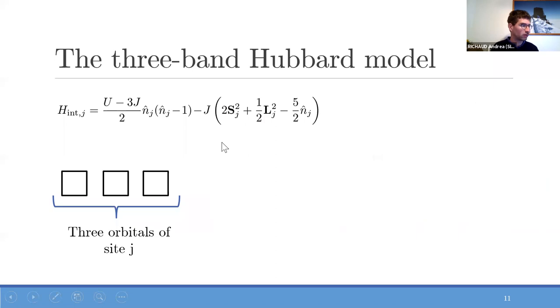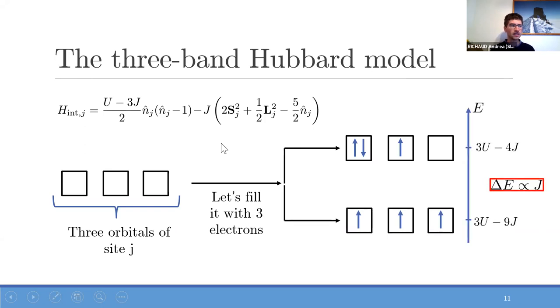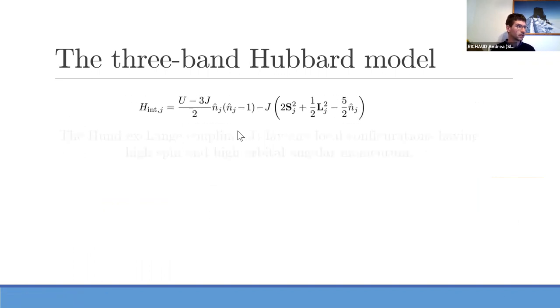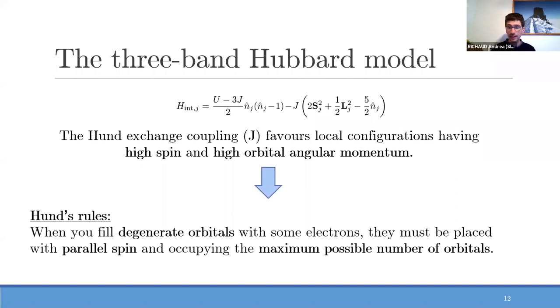Another example, in the case of three electrons per site, so we want to put three electrons in these boxes, is the one shown here. This is a possible configuration, and this is another possible configuration. We can see that there is an energy splitting between them, so one is favored and the other is disfavored. In summary, we can say that the Hund's exchange coupling, J, favors local configurations having high spin and high orbital angular momentum. And these are exactly the Hund's rules that we studied in chemistry. When you fill degenerate orbitals with some electrons, they must be placed with parallel spin, occupying the maximum possible number of orbitals.